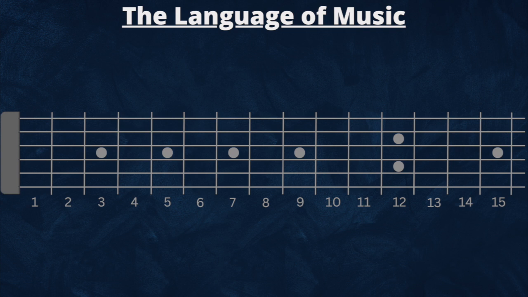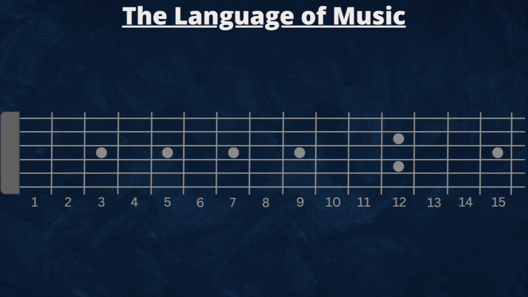So let's see what that looks like on the guitar and build it and play it so you can see it and hear it at the same time. We're going to start right here on our C note, which is the 3rd fret on the 5th string. So let's go ahead and use that formula and make a C major scale.